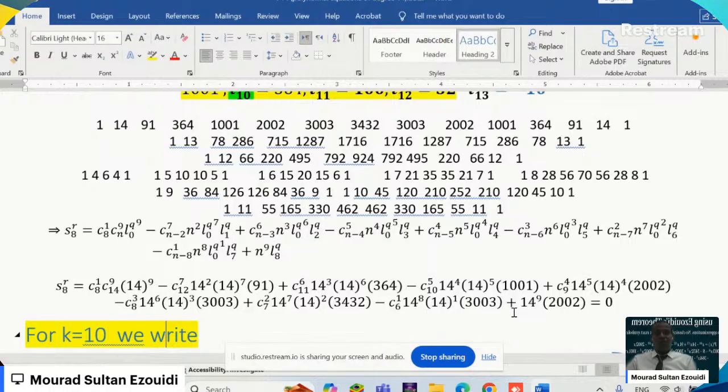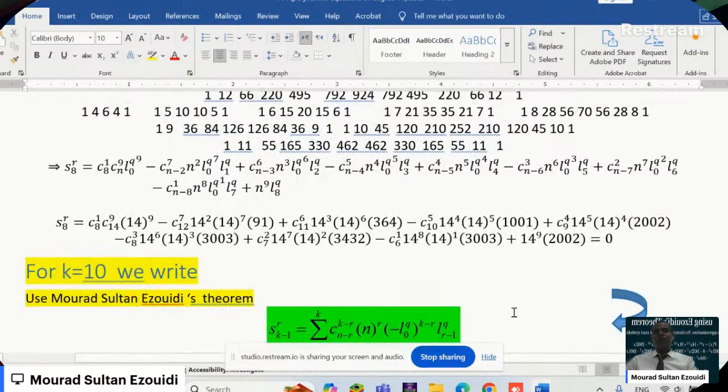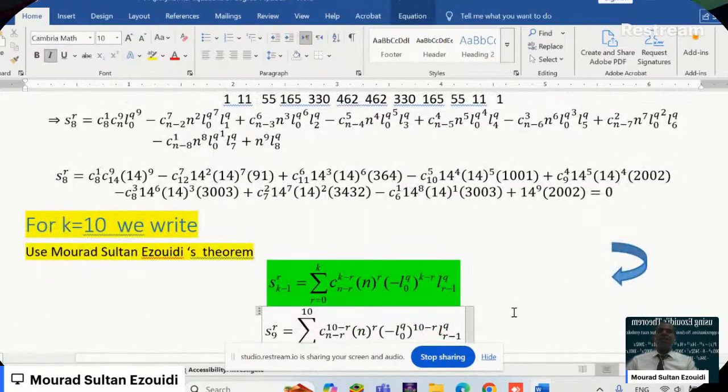So here is Professor Mourad Sultan Ezouidi with you now, to let you understand that symbolic roots for an n degree polynomial equation can be reached and can be solved. Solve it for me. So now we said that S8, the ninth coefficient, is 0.